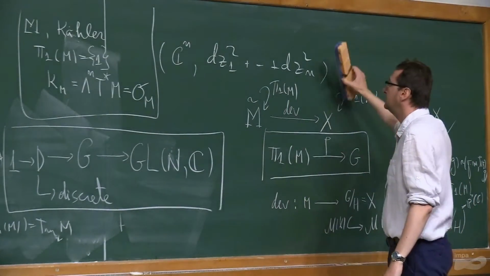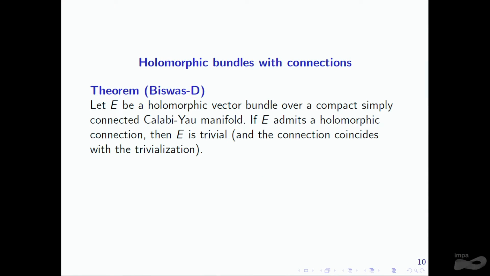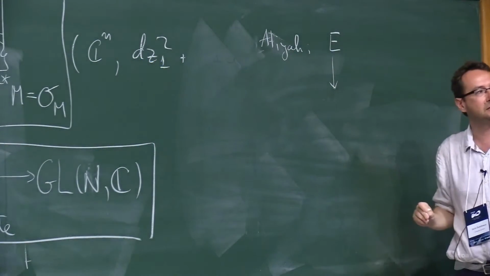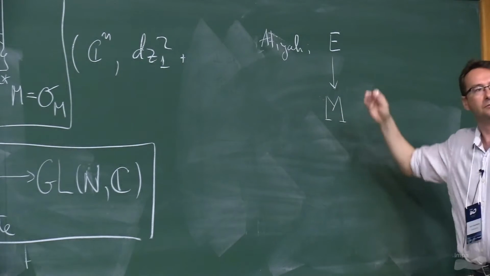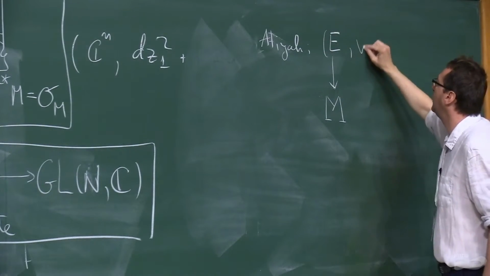This is a question asked by Atiyah maybe almost 50 years ago. More now. Atiyah made the following observation. Take any holomorphic vector bundle over a Kähler manifold. Assume the holomorphic vector bundle is endowed with some holomorphic connection.